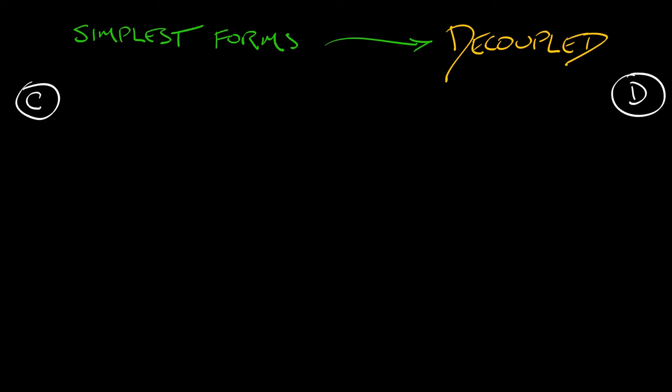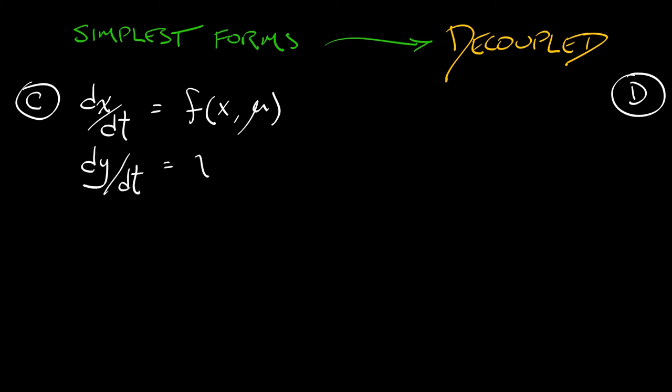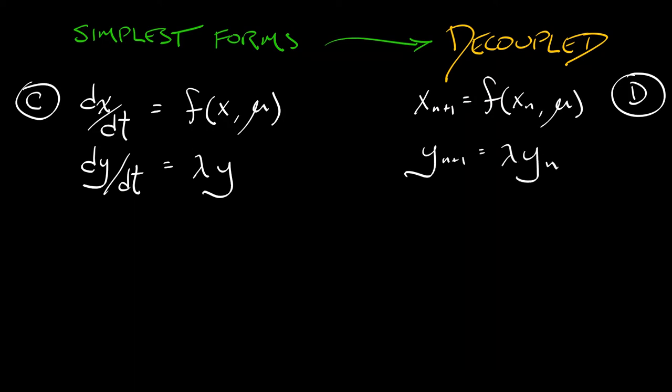In continuous time, you could write out the 2D system dx/dt equals f of x and mu, where mu is your parameter, and let dy/dt be linear. Let it be lambda times y for some constant lambda, that lambda, of course, being an eigenvalue. This is a decoupled system and will exhibit whatever one-dimensional bifurcations you've put into this. One can do the same thing in discrete time with a decoupled system.